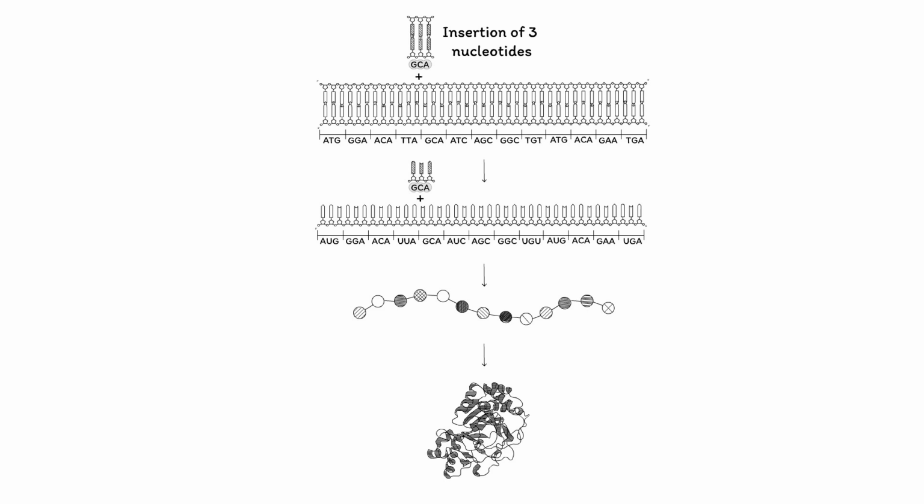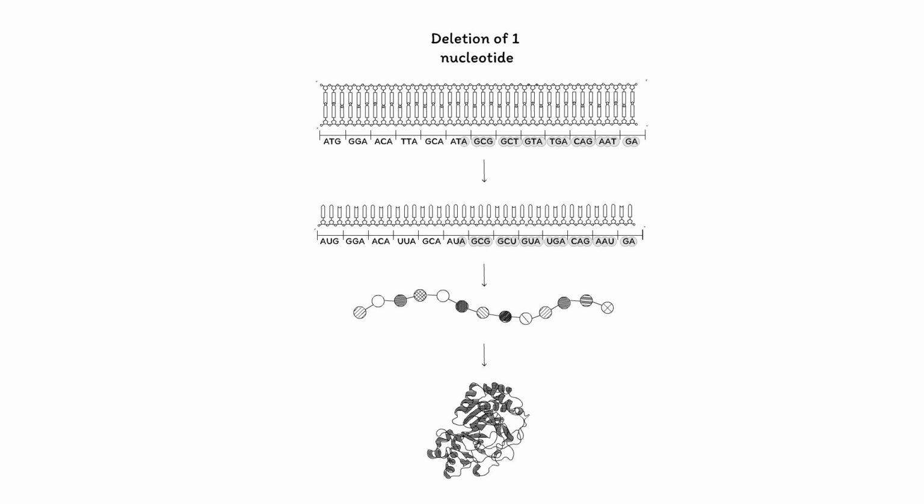When this happens in sets of 3, the reading frame is not affected, and the following sequence will be translated normally. Such indels are in frame. However, when the reading frame is affected, the translation of the subsequent codons is changed. The resulting protein will then be drastically different. This is called a frame shift.